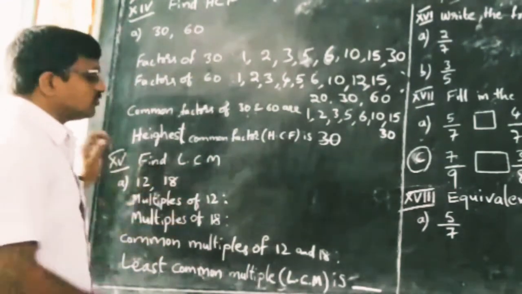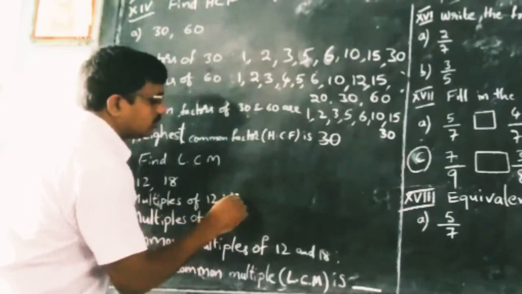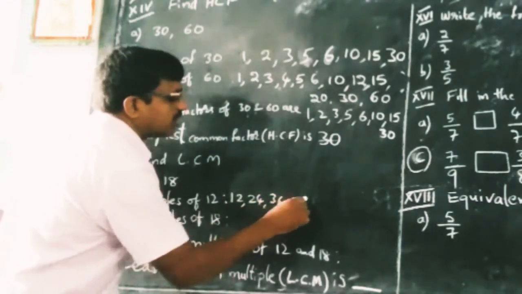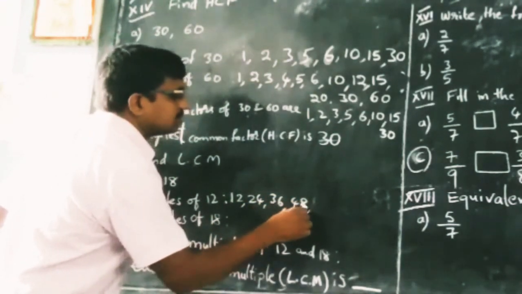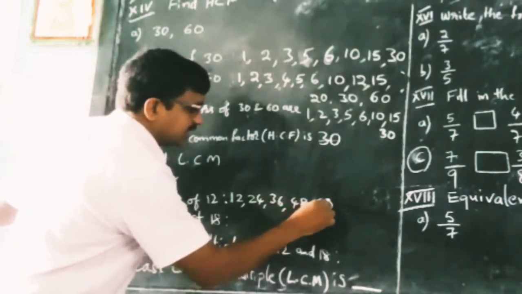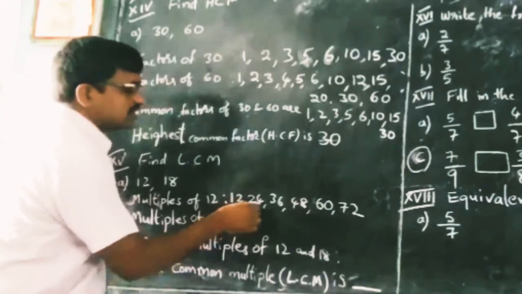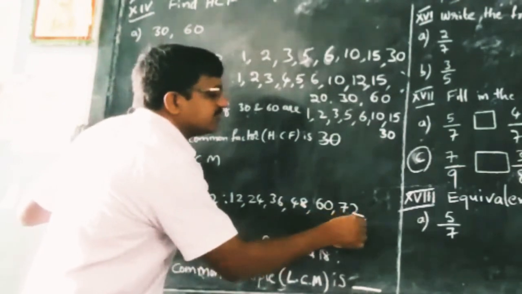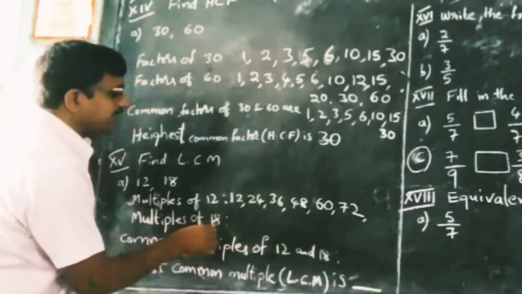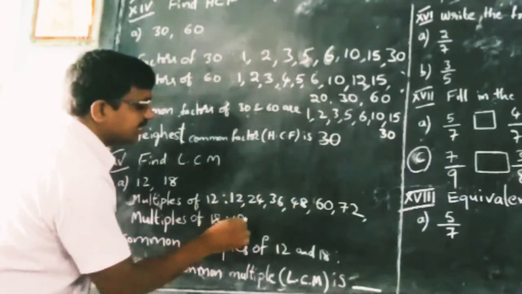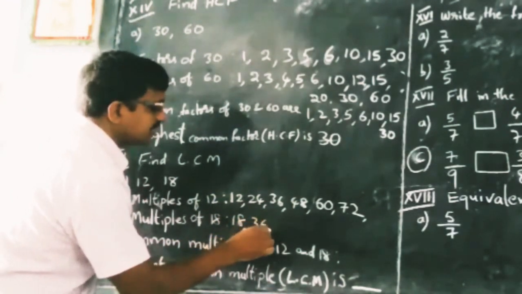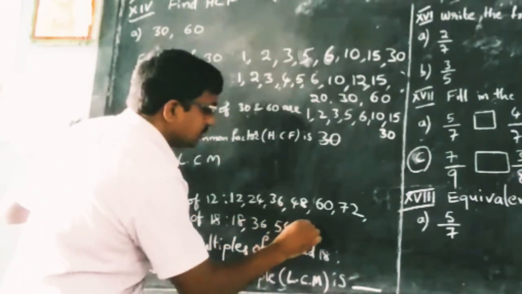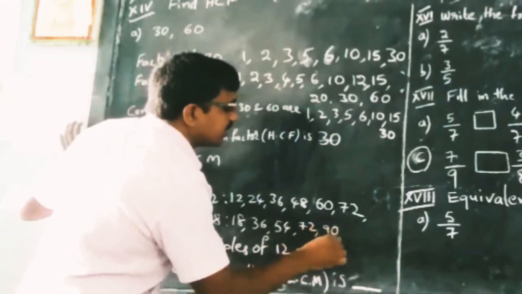So what are the multiples of 12? 12, 24, 36, 48, 60, 72. Means the 12 table: 12 ones are 12, 12 twos are 24, 12 threes are 36, 4 twelves are 48, 5 twelves are 60, 6 twelves are 72, like that. Now 18 multiples you have to try. 18 ones are 18, 18 twos are 36, 18 threes are 54, 18 fours are 72, 18 fives are 90, and so on.